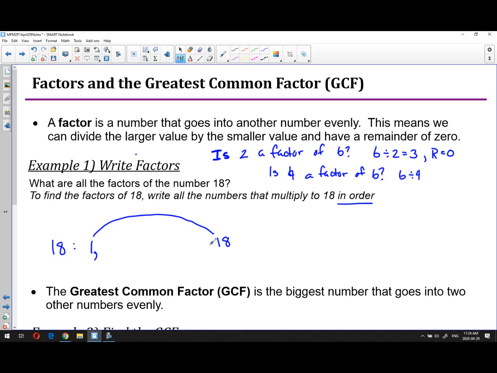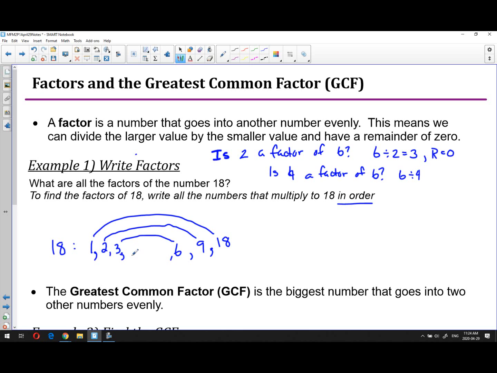And we'll put a comma. We go to the next integer after 1. 2. Is 2 a factor of 18? Yes, because 2 multiplied by 9 gives us 18. Is 3 a factor of 18? Yes, because 3 times 6 gives us 18. Now you should start noticing the gap between numbers starting to shrink, 3 and 6.